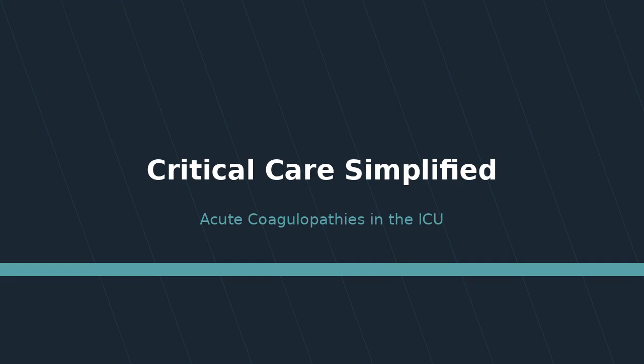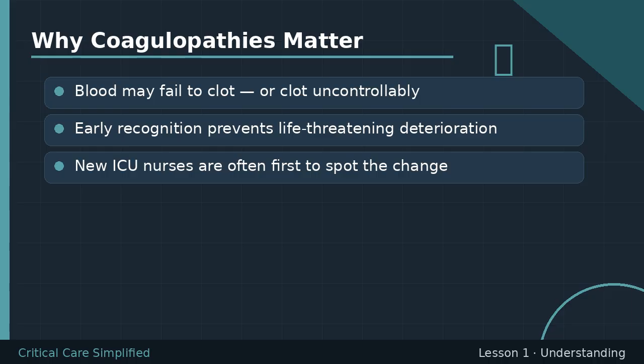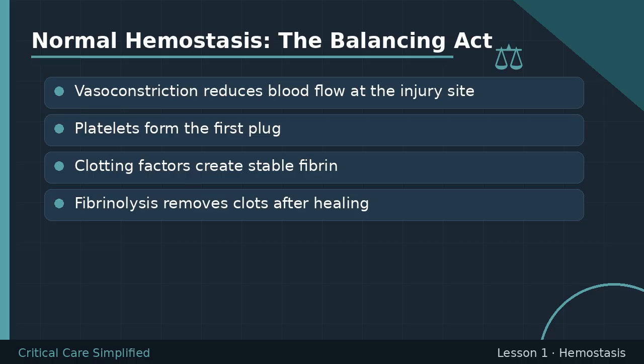Today, we're building essential skills for new ICU nurses: how to understand, recognize, manage, and communicate about acute coagulopathies in critically ill patients. In the ICU, every second counts when a patient's blood cannot clot or when clotting becomes uncontrolled. Your ability to recognize these emergencies early can mean the difference between rapid stabilization and life-threatening deterioration.